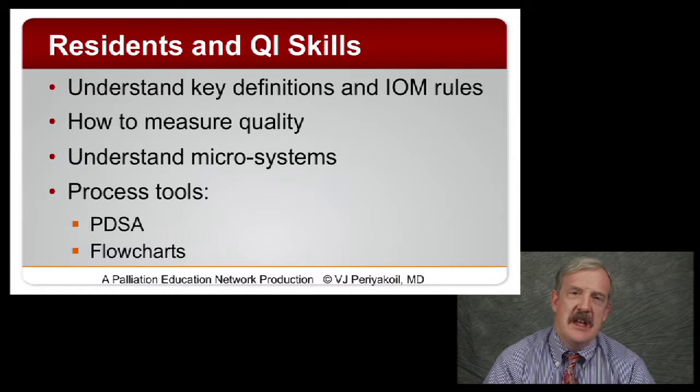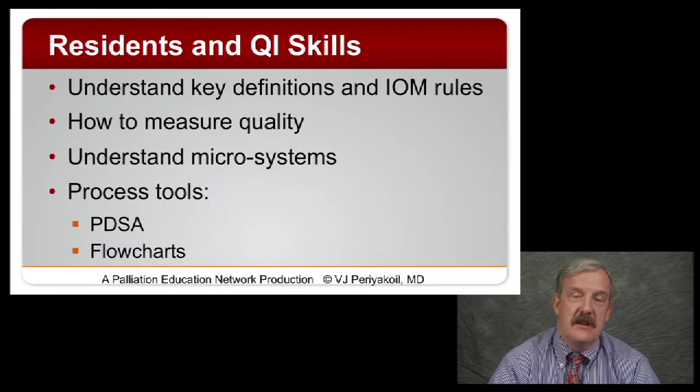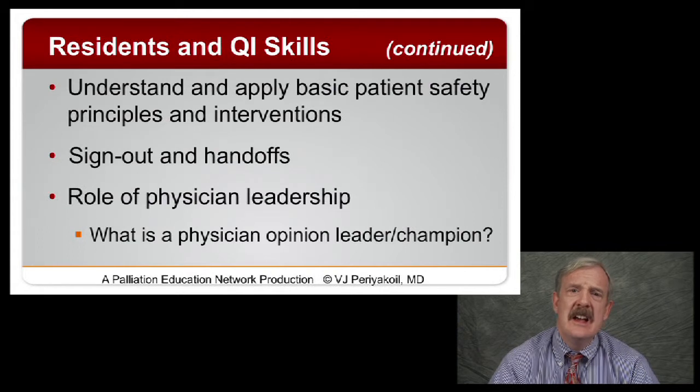So for example, if you have a patient who's on a blood thinner, such as warfarin, that needs to be monitored to make sure that the level of blood thinning is neither too high nor too low, who's going to track that within the clinic? Once a problem's identified, who's going to notify the patient? Flow charting can help you identify what the process is and look for opportunities to improve it to make sure the patient is safely being monitored. And then finally, they have to understand and apply basic safety principles and interventions, such as sign-out and handoffs. We'll come back to that as an example at the end.